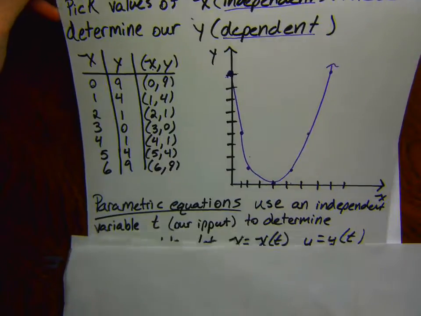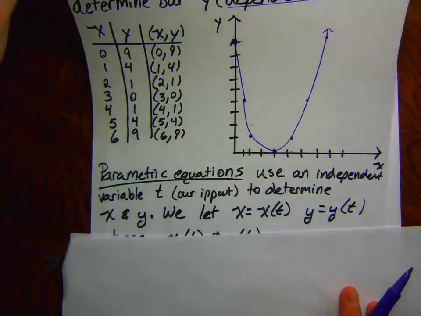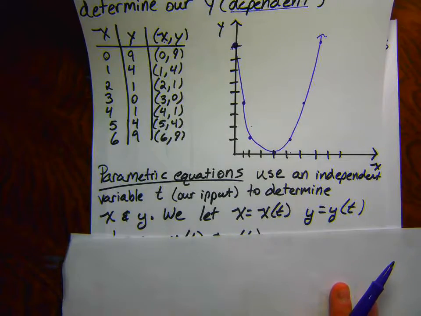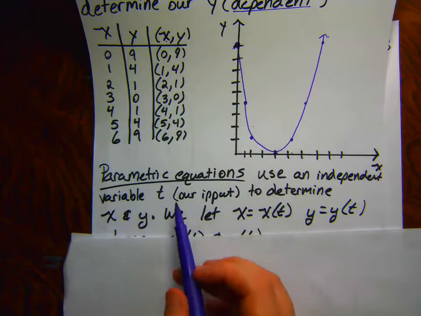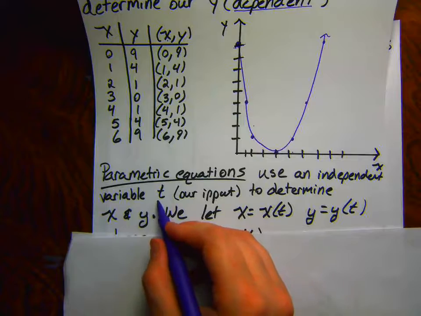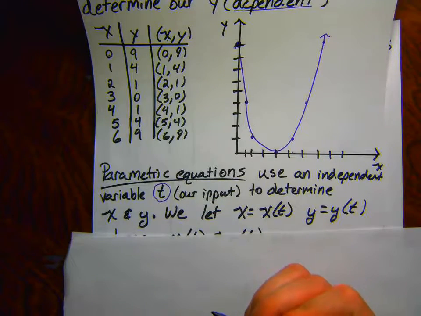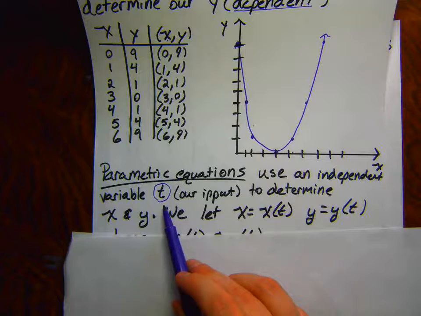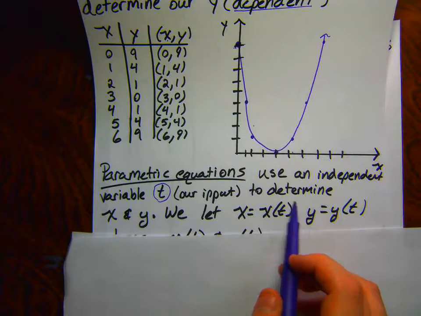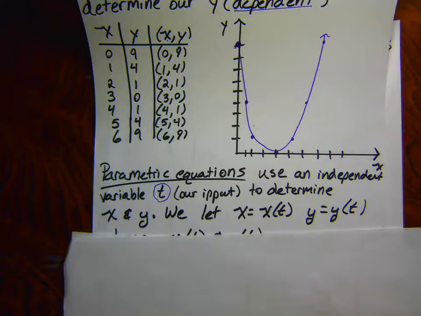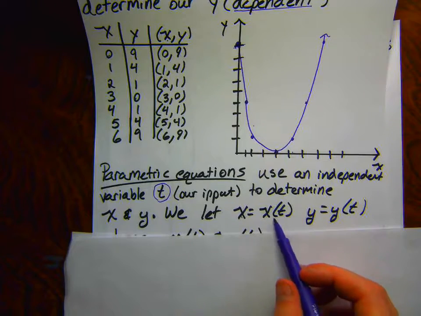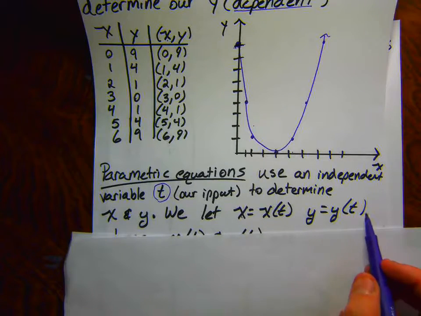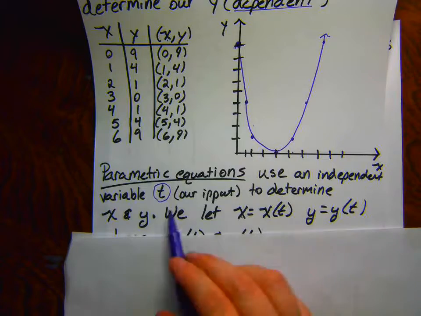Now, for parametric equations, we throw in a third variable. We call this independent variable t, which is our input. This is also going to be known as our parameter. So we have a new independent variable, we call it t, and this determines our x and y values. So x is going to be a function of t, and y is going to be a function of t, so they both depend on what we pick for t.